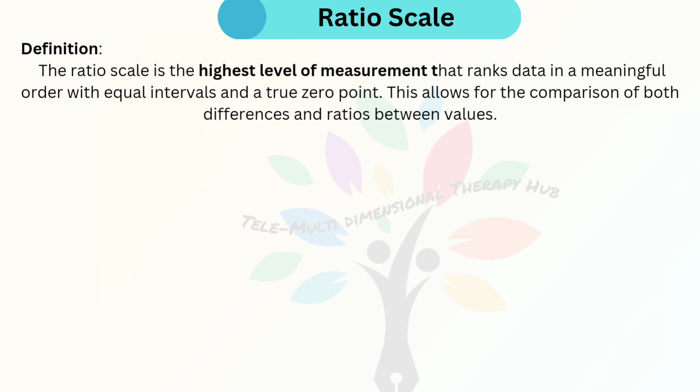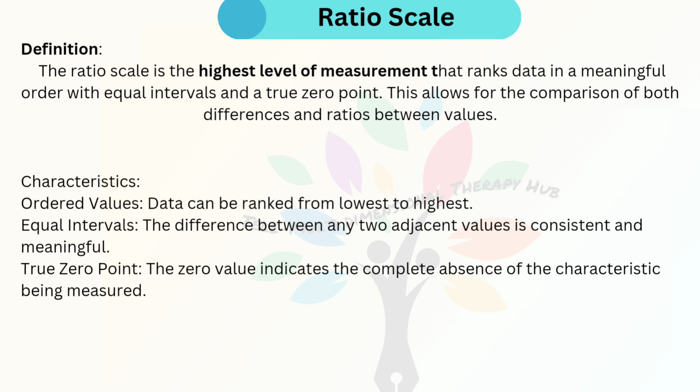In the previous scale, the interval scale, 0 degrees Celsius means it has some value, right? But here in ratio, 0 has its true meaning. 0 means nothing or none. Now let's see some characteristics. Ordered value: data can be ranked from lowest to highest. That means we can rank them, for example first place, second place, third place. Alright, the second point, equal intervals.